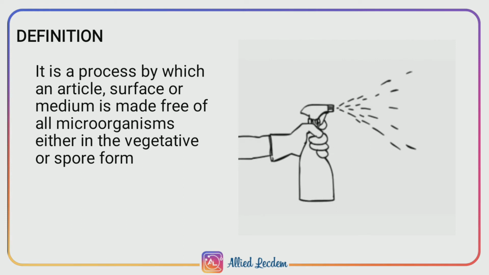What is sterilization? It is a process by which an article, surface or medium is made free of microorganisms which are either in vegetative or spore form.